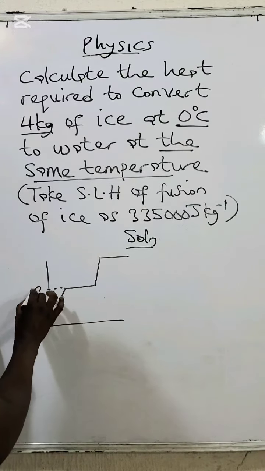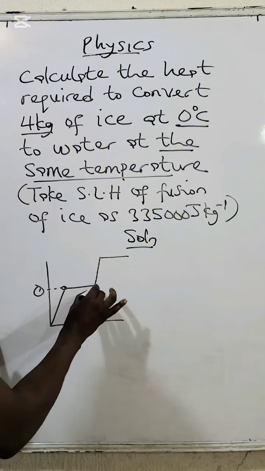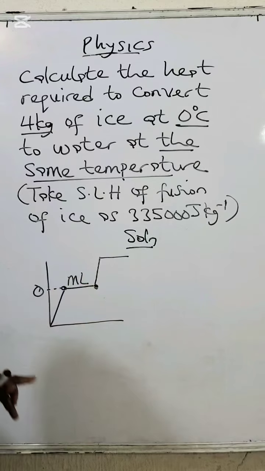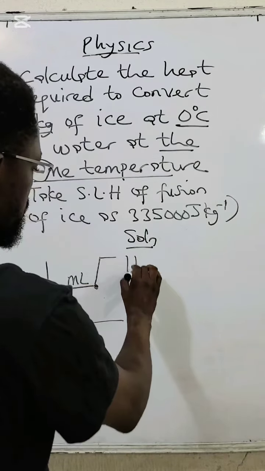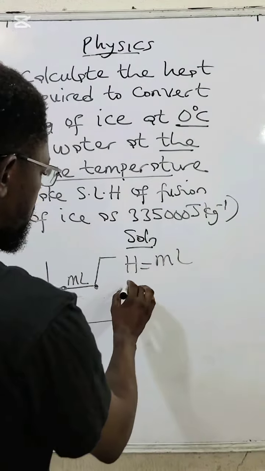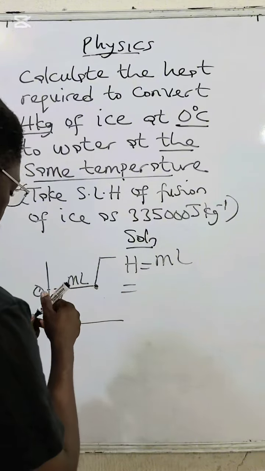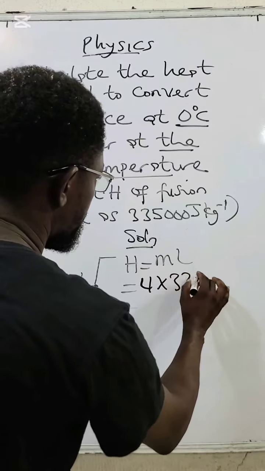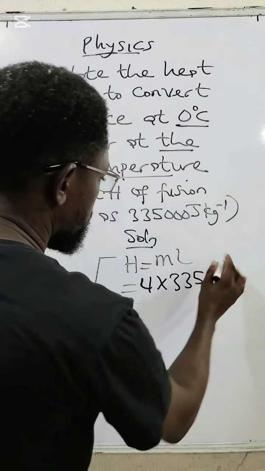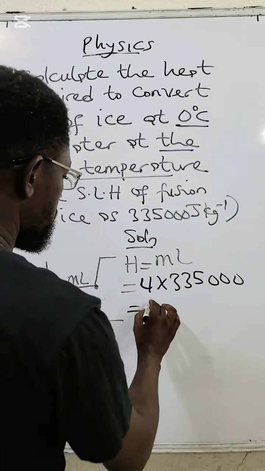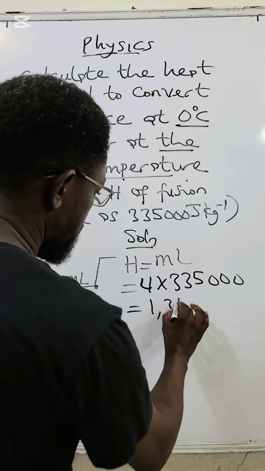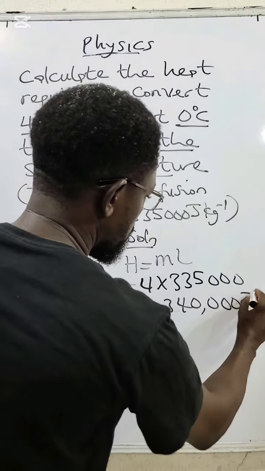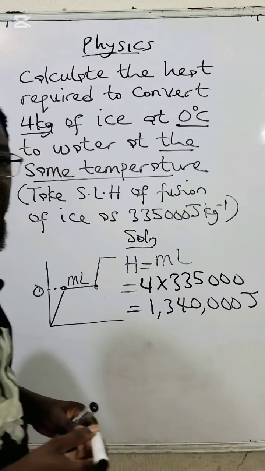Here's where you have ice at 0, this point, and here's water at 0. So the formula for this point, since there's no change in temperature, we have ML. So the heat required H equals M times L, and that will be the mass. The mass is 4 times 335,000. When you multiply, that will give us 1,340,000 joules. That is the answer.